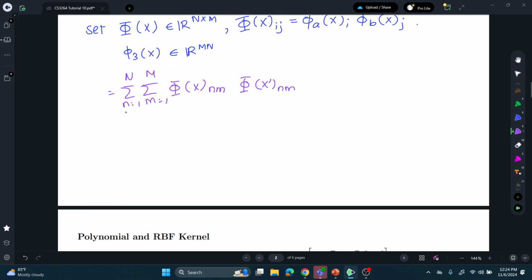So I can write this as the sum from i equals 1 up to m times n of phi 3 of x i times phi 3 of x prime i. This is after you flatten them out. In the end, this is just phi 3 of x transpose phi 3 of x prime. Now I can write this as a dot product by definition. Okay, any questions?